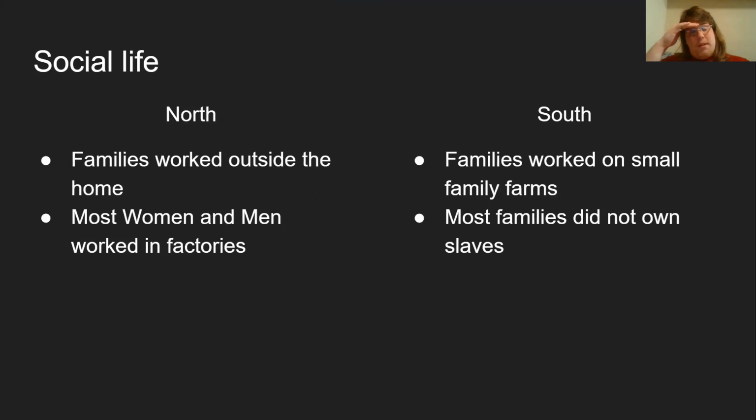The social life in the North, families worked outside of the home. They worked in factories, and that was pretty much it. Both men and women worked in the North. They weren't treated equally, but they worked. In the South, families worked on small farms, and the majority of them did not own slaves. It was only the elites that owned slaves. A few did own slaves, but the majority of them did not.